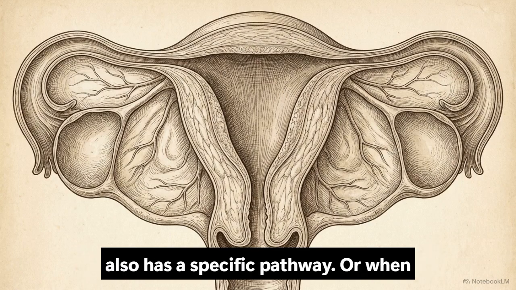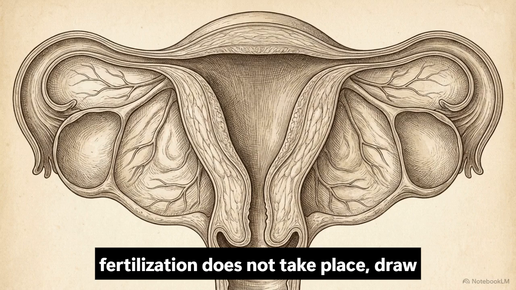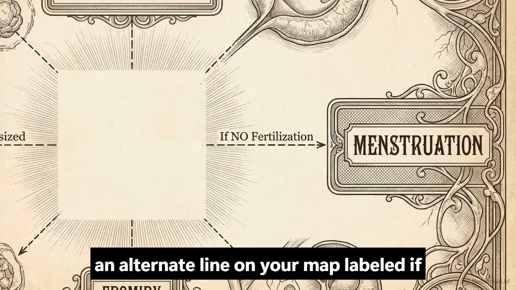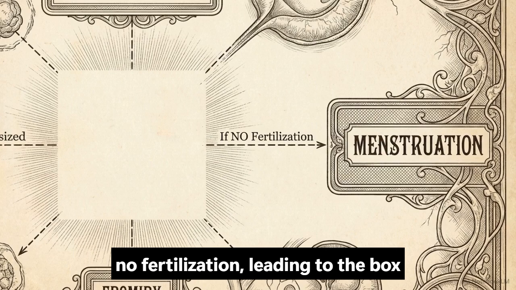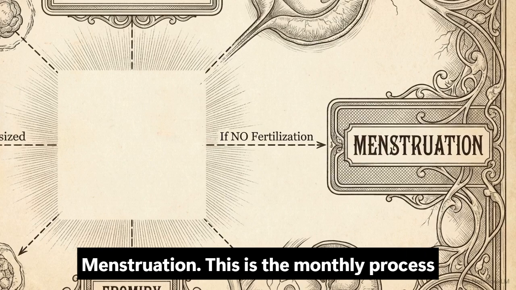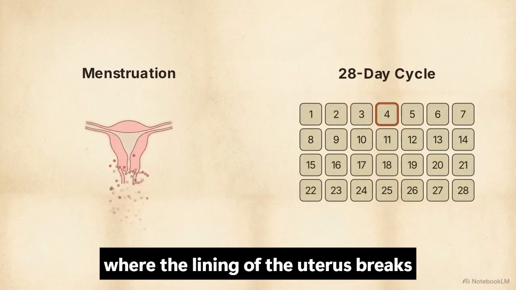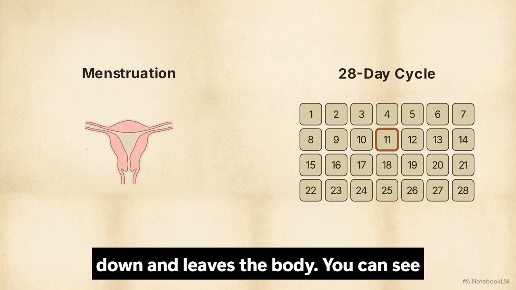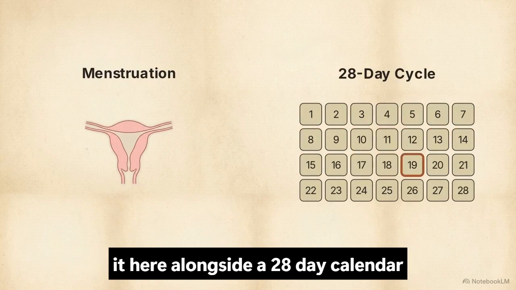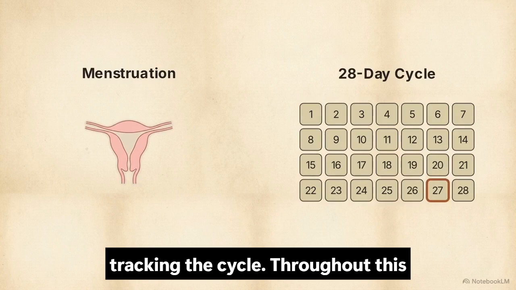The machinery also has a specific pathway for when fertilization does not take place. Draw an alternate line on your map labeled if no fertilization, leading to the box menstruation. This is the monthly process where the lining of the uterus breaks down and leaves the body. You can see it here alongside a 28-day calendar tracking the cycle.